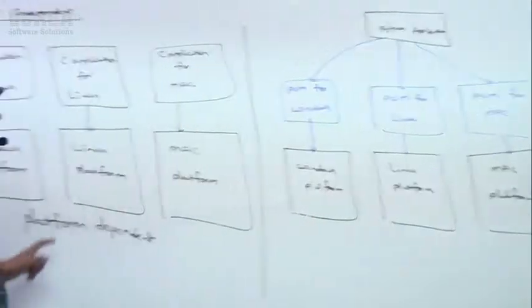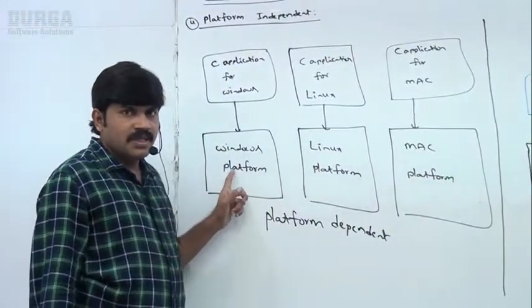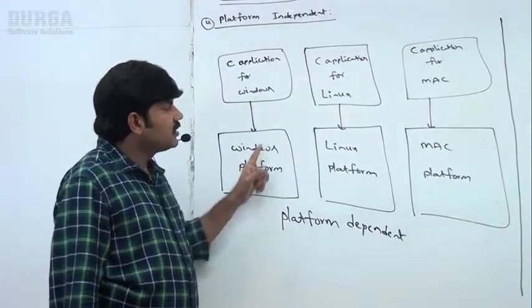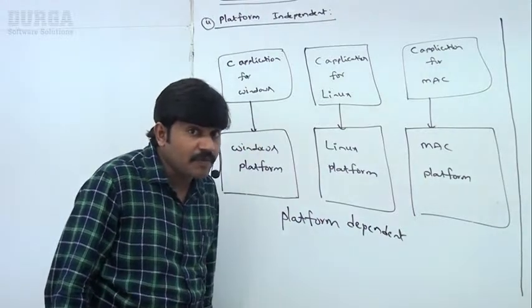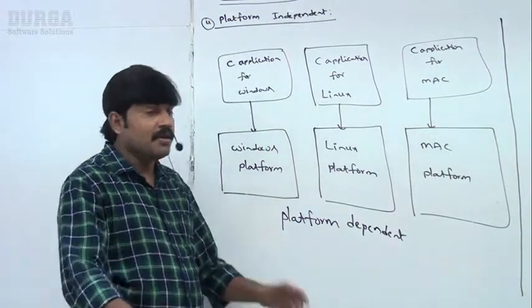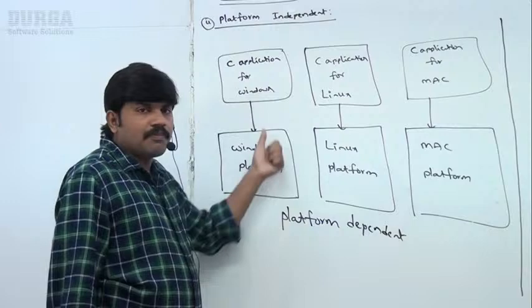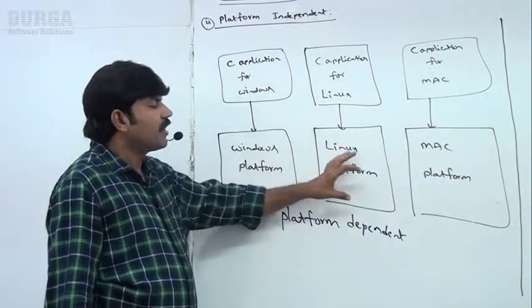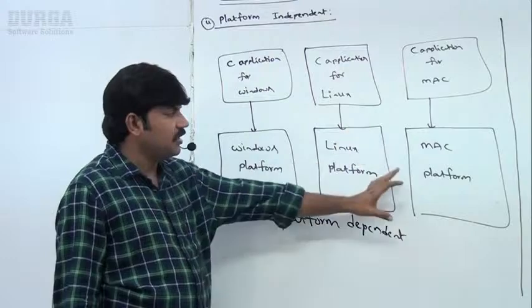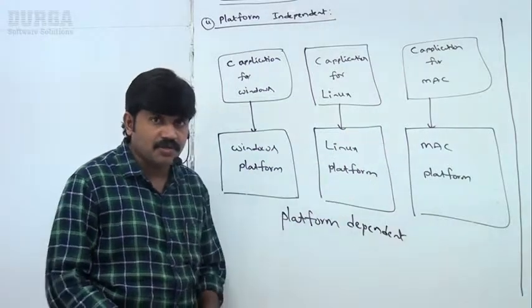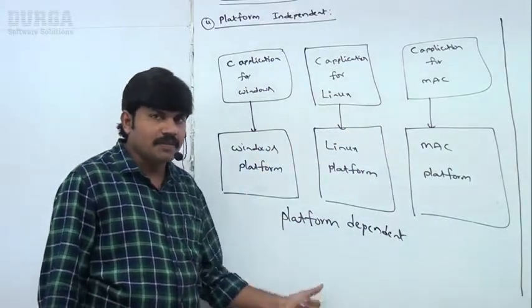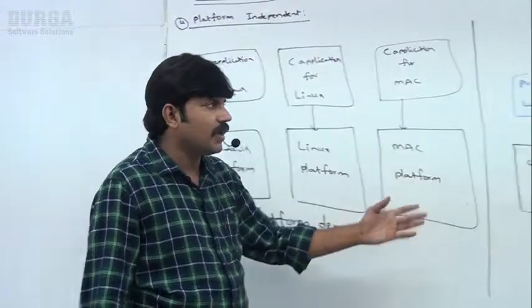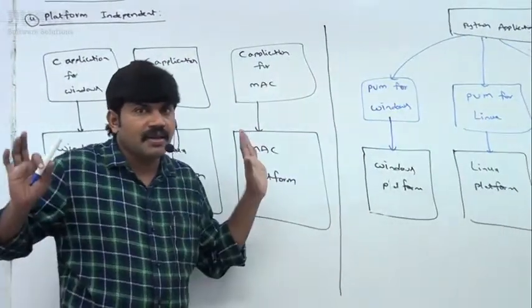But what about this C language? Please respond. What about the C language? Is C language platform dependent or platform independent? Platform dependent. For every platform, separate applications we have to write. For Windows, a Windows-specific application. For Linux, a Linux-specific application. A Mac-specific application we have to write. C is platform dependent, but Python is platform independent. Clear for all of it?